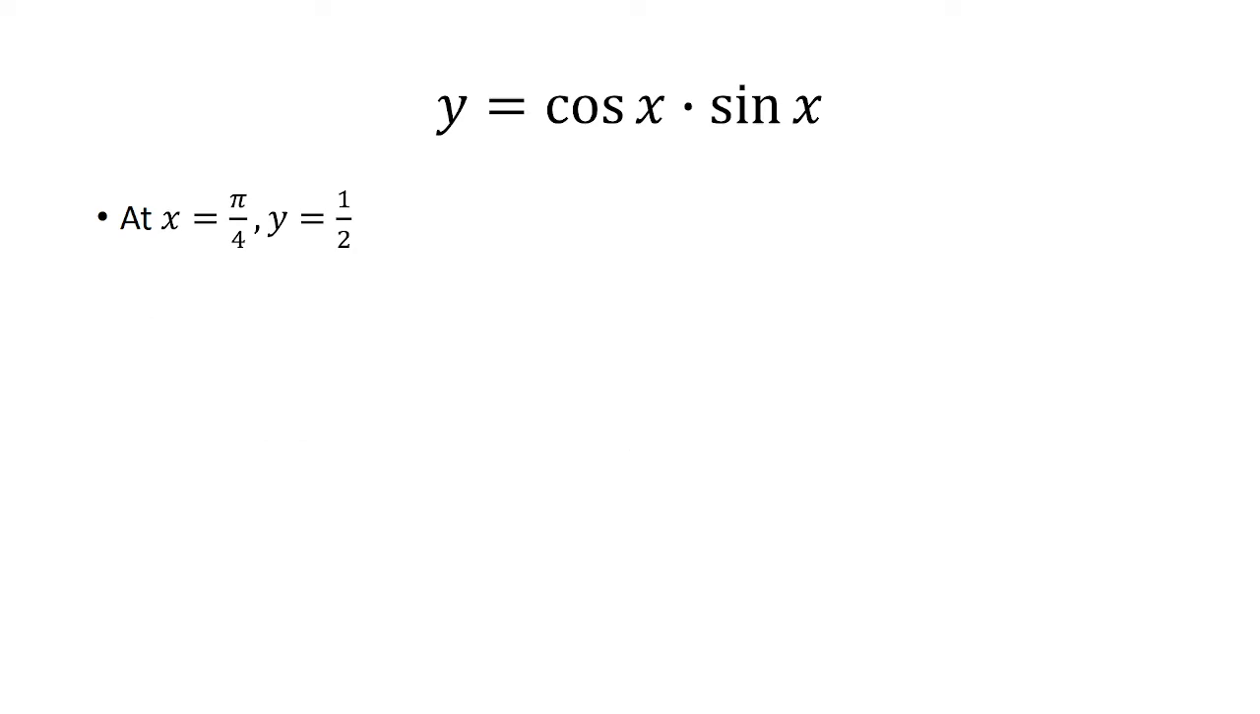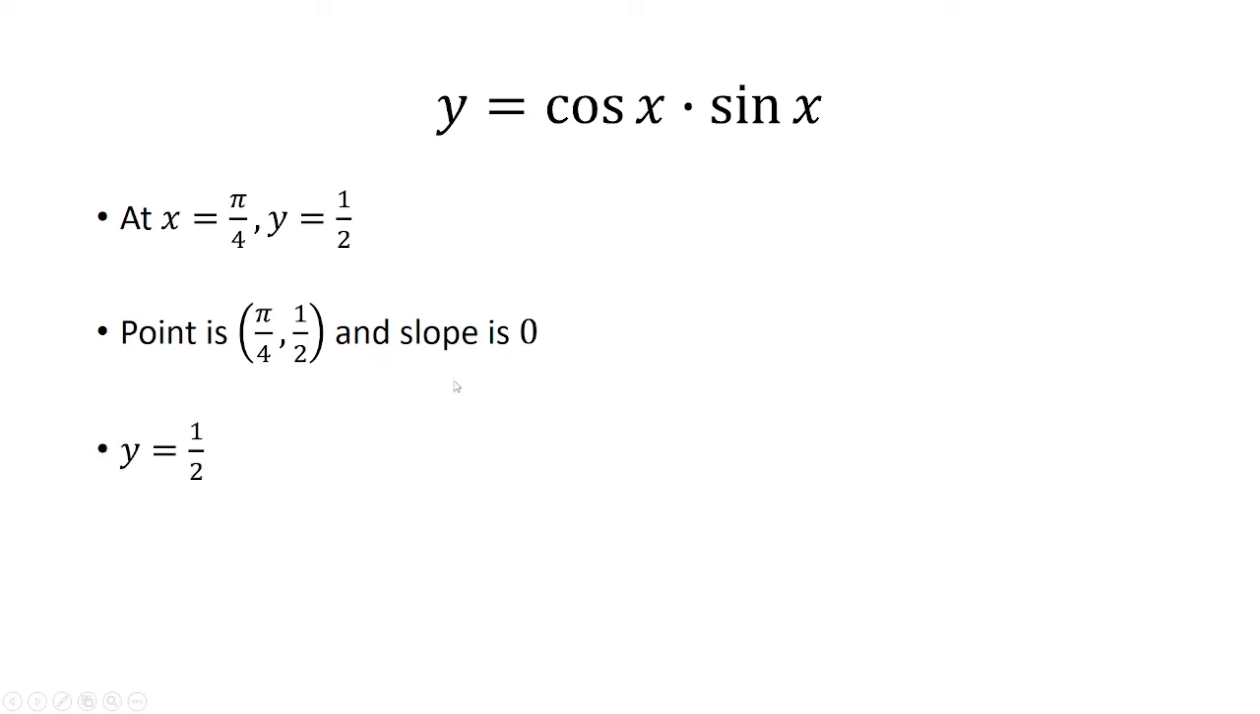Now for a tangent line, you need a point and a slope. So let's figure out the point. If I plug in x equals pi over 4, cosine of pi over 4 is root 2 over 2. Sine of pi over 4 is root 2 over 2. Multiply those, we get 1/2. So we have the point pi over 4 comma 1/2, and the slope is 0.